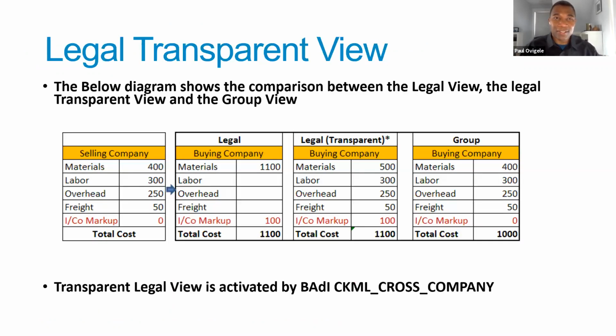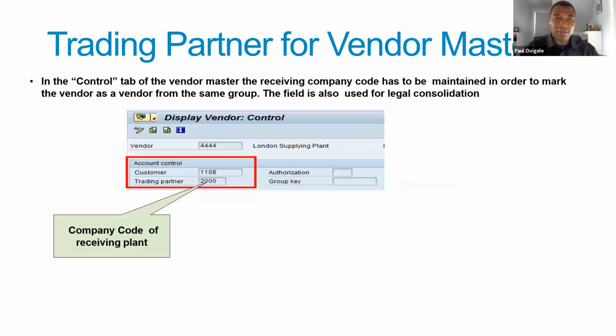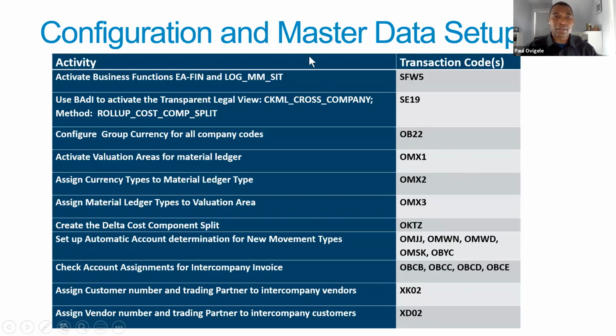Okay, so for this actual cost SIT function, the log MMSIT functionality, I just have a summary because I went through so many different things. If you want to set this up, the summary is: activate the business function, activate the BAdI if you need it. Remember, in this case you need to have the same controlling area, the same client, right? Activate material ledger.